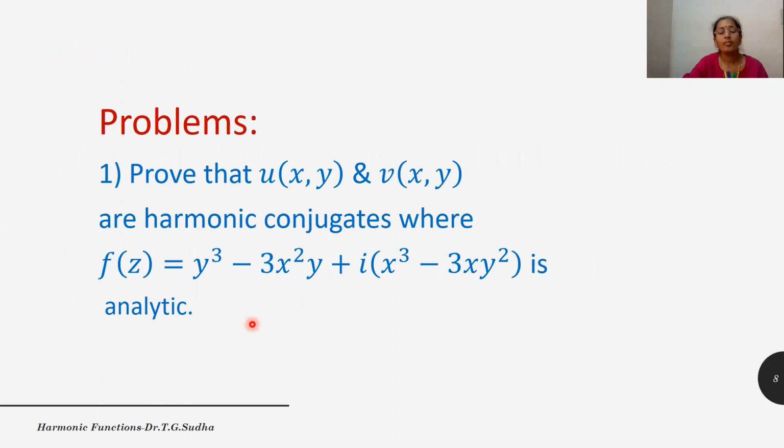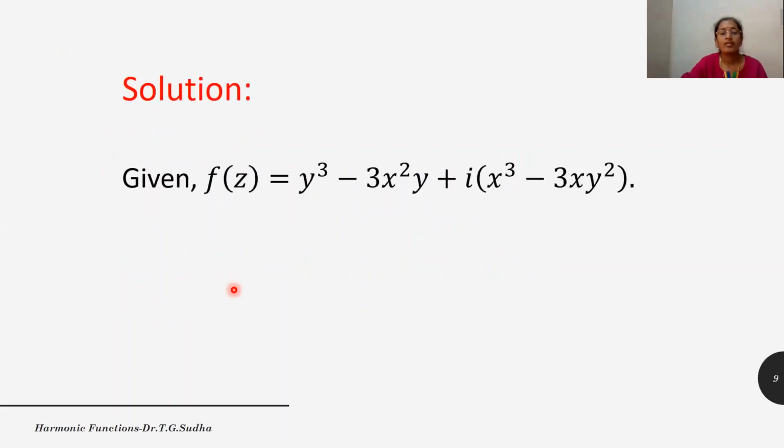Let us look into some problems. Prove that u and v are harmonic conjugates, where f is given by y³ − 3x²y + i(x³ − 3xy²), and f is given to be analytic. Since f is analytic, you need to prove that u and v are harmonic conjugates. So f is given by this expression.